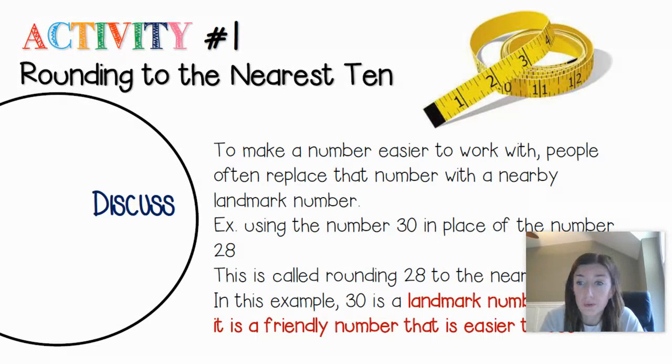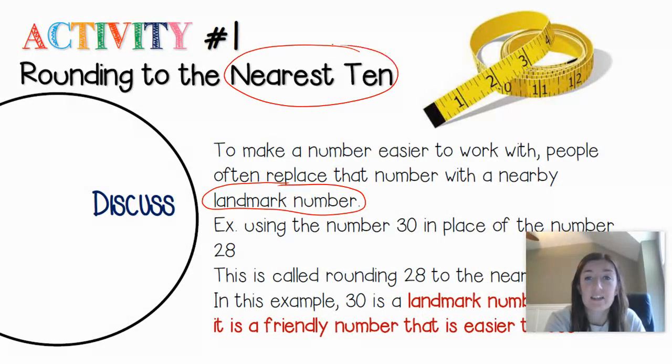What we do when we round is we want to find something called a landmark number or a benchmark number, sometimes it's called. So it's a friendly number that makes it easier to round to. And we're rounding to the nearest tens. We're going to use the multiples of tens like 10, 20, 30, 40, 50, and so on.